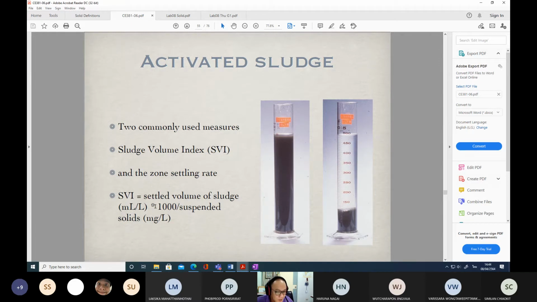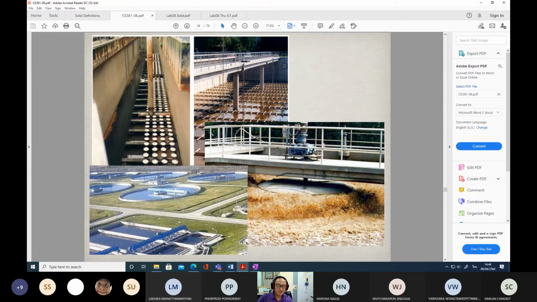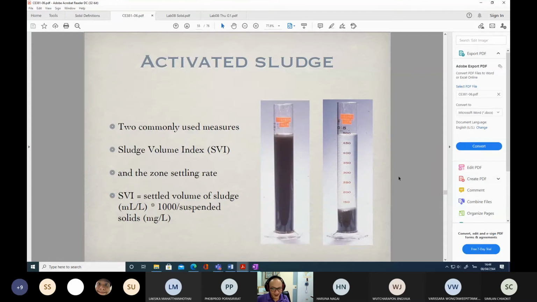If we take these values, settleable solids multiplied by 1000 and divided by the suspended solids, SS, this will be equal to the value so-called the sludge volume index, or the SVI. This one is very common in the evaluation of the aeration tank's performance. If the performance of the aeration tank is good, you can expect that good settling occurs in the sedimentation tank. So it is like this.